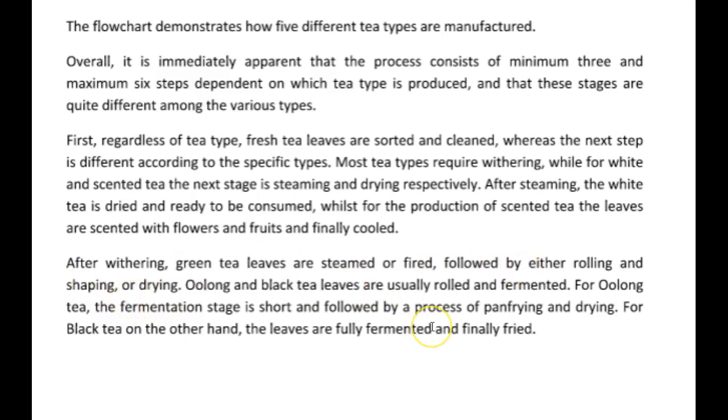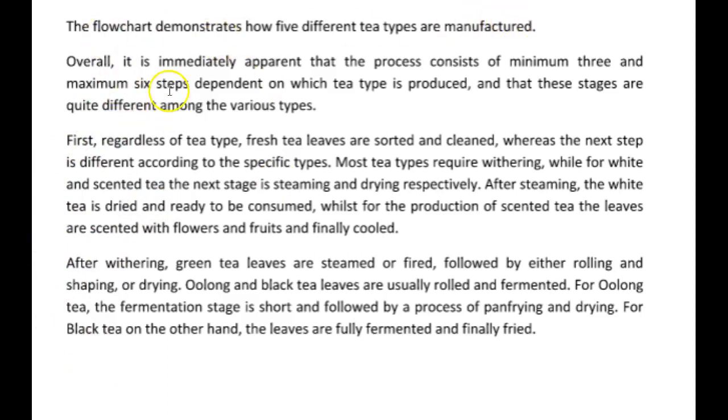Oolong and black tea leaves are usually rolled and fermented. For oolong tea, the fermentation stage is short and is followed by a process of pan frying and drying. For black tea, on the other hand, the leaves are fully fermented and finally fried. That's good. I do have a description of every single type. I would say that the only thing I struggled with was the way in which you have grouped your ideas together.